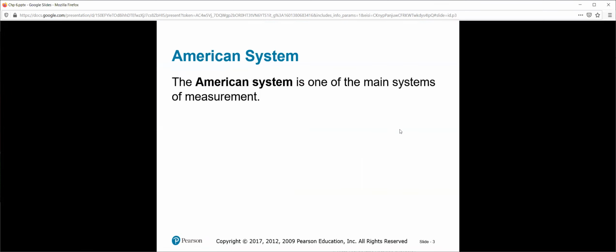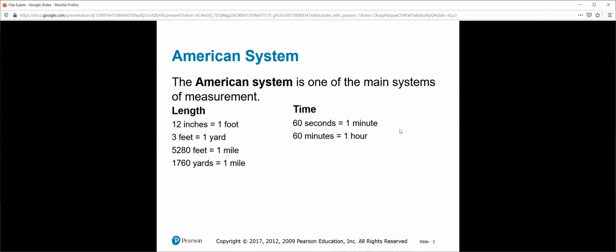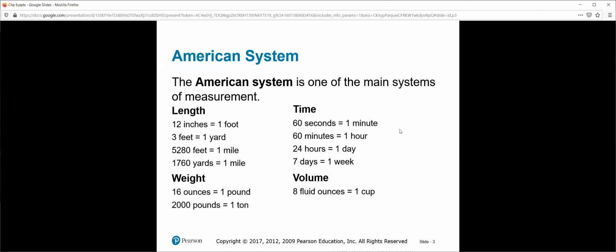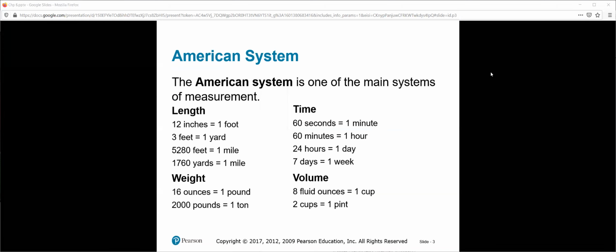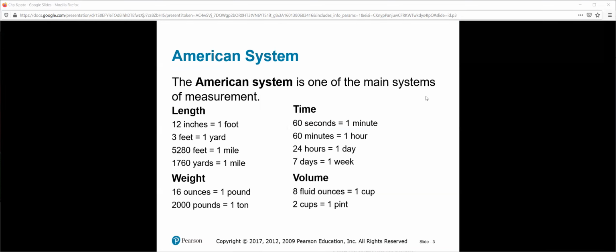We'll start with the American units. The American system is one of the main systems of measurement, and it includes all the things that you know in your day-to-day life, right? It says American system. It's actually called the imperial system, but you probably know it as the American system because we're one of like 2 or 3 countries in the world that still uses it.